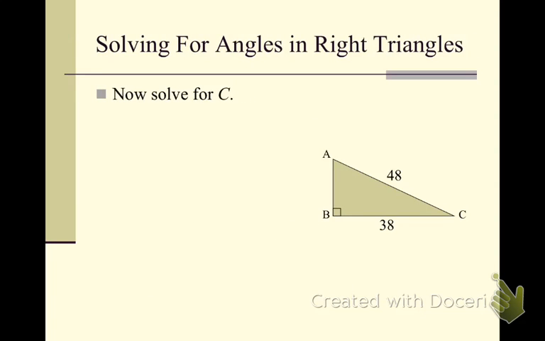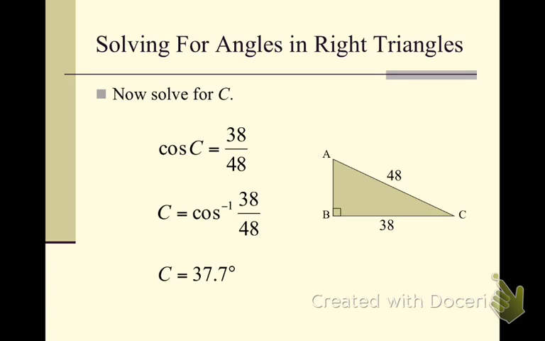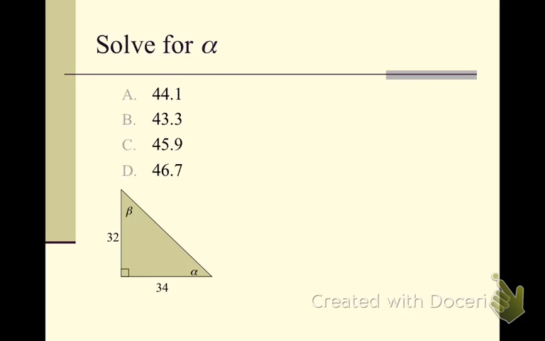So how about solving for C? We're going to do the inverse cosine, since we know the adjacent and the hypotenuse, and that inverse cosine is about 37.7 degrees. Now we're approximating those angles, so they might not add up to 180 exactly. We might be a tenth or a thousandth off because we're rounding those angle measurements.